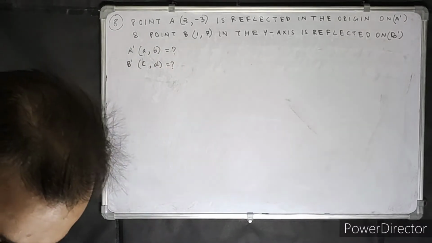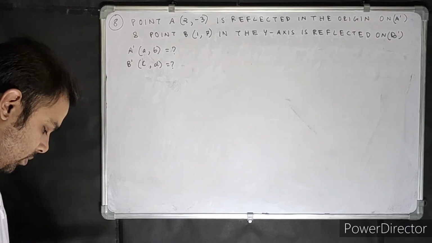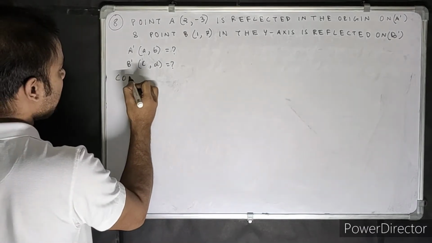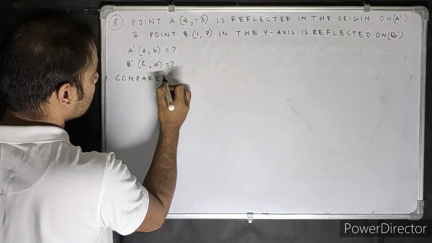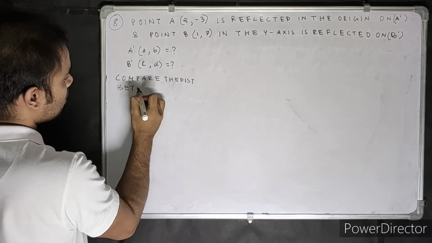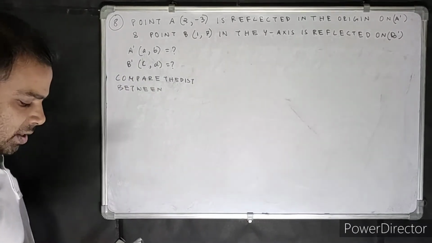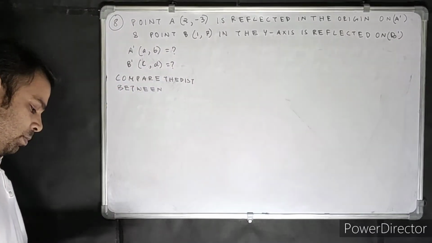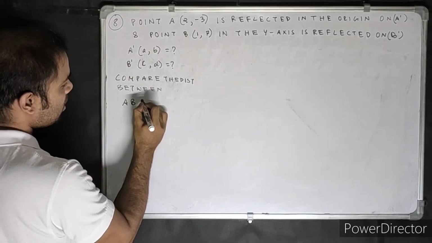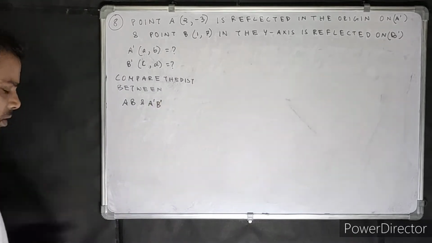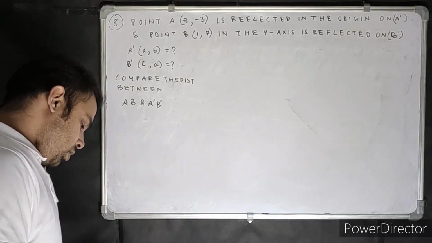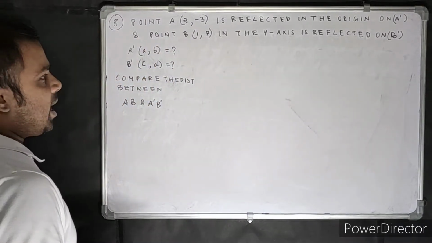And you also have to do what? It says compare the distance between AB and A dash B dash. Okay, you have to find both the distances and check which is greater. That's all. Okay, so let's start making the coordinate axis.